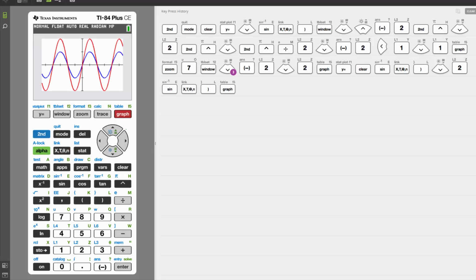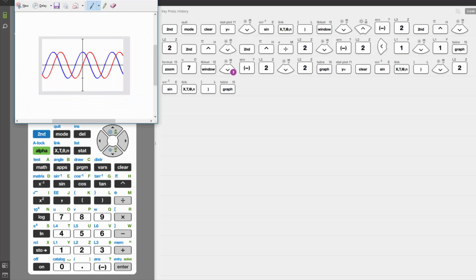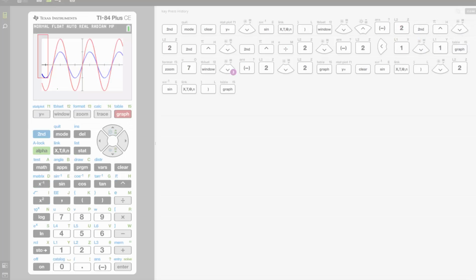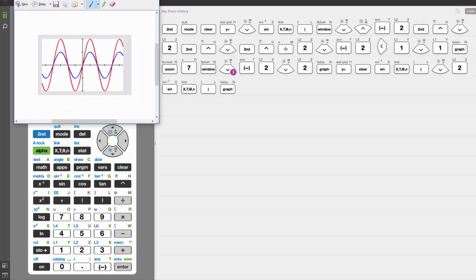So there is our blue graph, which is our standard sine curve. The red graph, you can see, has a much higher amplitude. So you can see the differences in there for sure. So we'll paste this in.